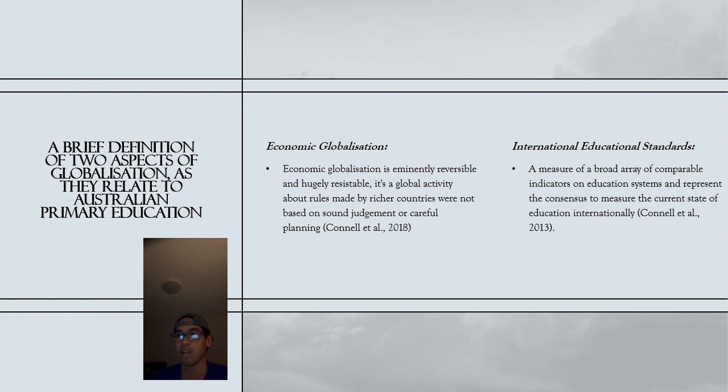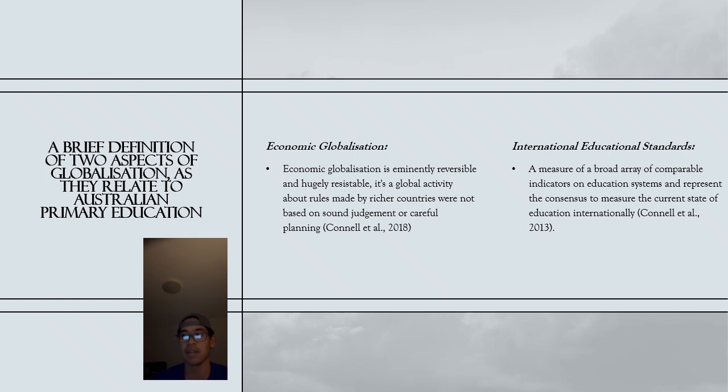Globalization is a connected global activity and is significantly economic based. Connell et al. 2013 state economic globalization is eminently reversible and hugely resistible. It's a global activity about rules made by rigid countries that were not based on sound judgment or careful planning. Rather, it's about rules that are based on greed and dishonest practices.